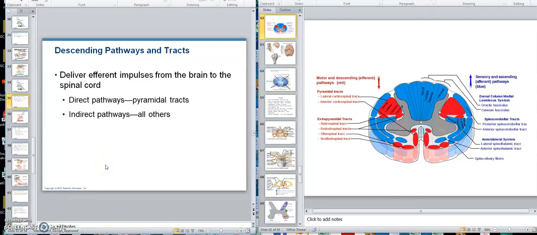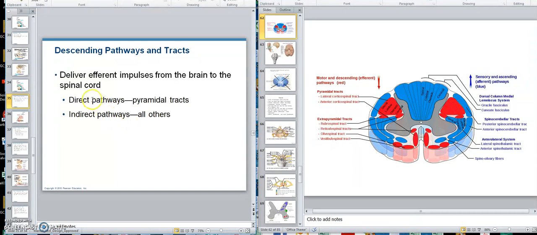Okay, class, we still are talking about our pathways. We're now talking about the motor pathways, the descending, the motor. All right, so we start first with the direct pathways, motor, and the indirect. The direct pathways are called the pyramidal tracts. The indirect are called those that aren't pyramidal.